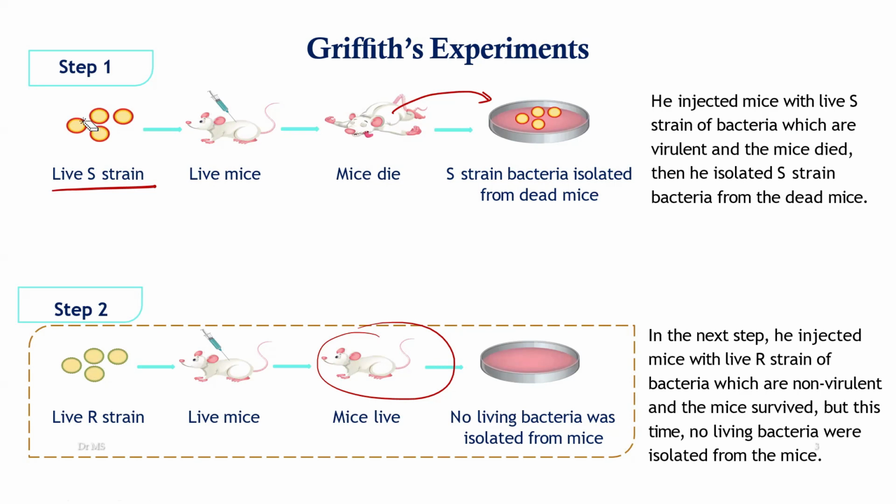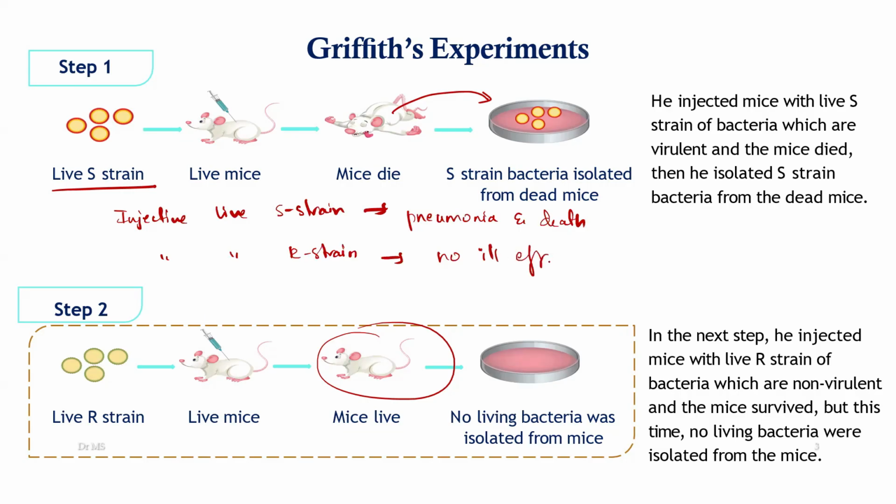So what happened in step one? He injected the live S strain bacteria into the mice, and that resulted in pneumonia and death. So just remember, step one is injecting live S strain into the mice, resulting in pneumonia and death. Whereas when he injected the live R strain into the mice, there were no ill effects. Remember this. Nothing happened.